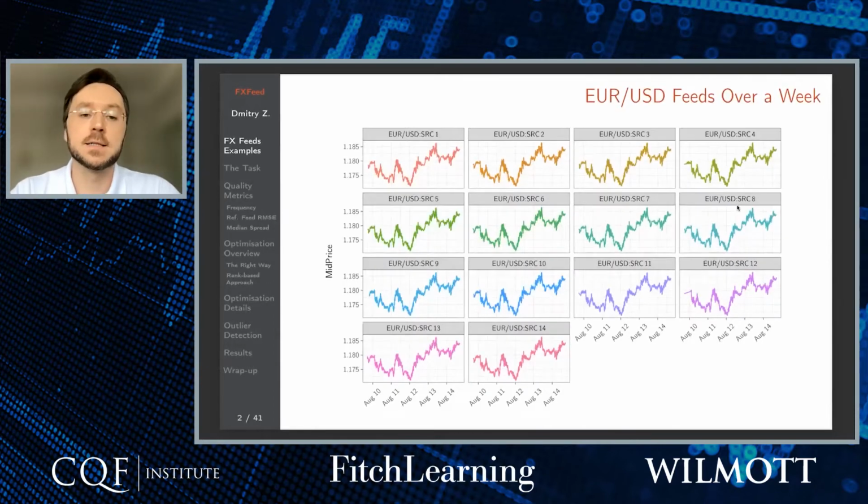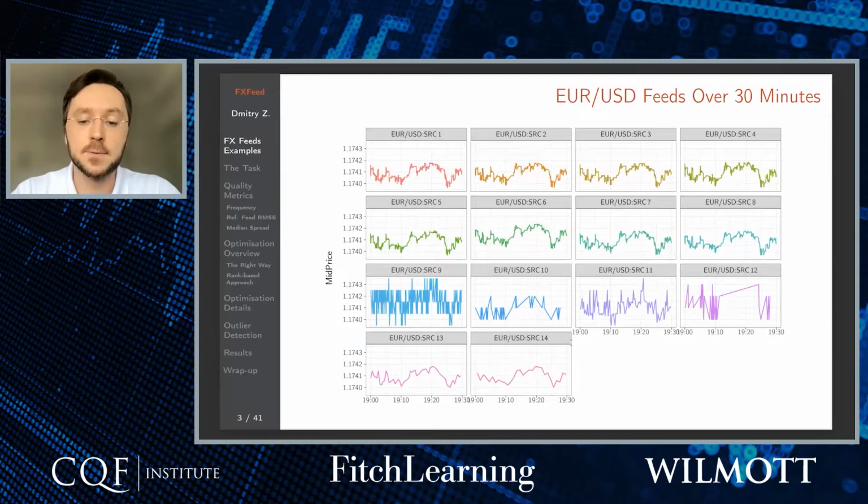And as an illustration, consider the currency rate for EUR/USD coming from 14 different sources on the scale of days. Despite having different colors, the time series are very similar. Naturally, because otherwise that would have presented an arbitrage opportunity. But if I zoom in and take a closer look, so now it's on the scale of tens of minutes, you see that the dynamics of individual feeds is quite different.